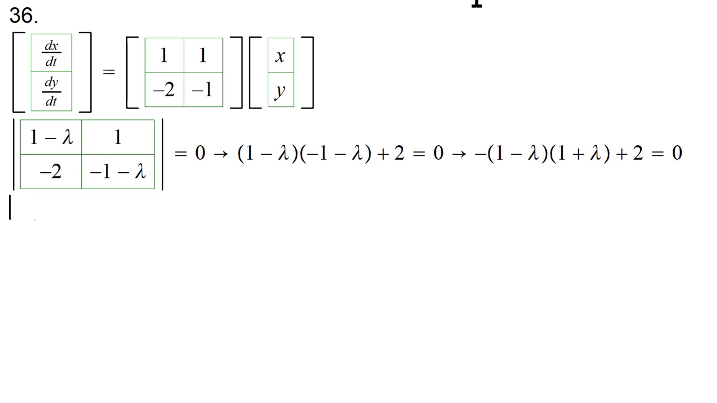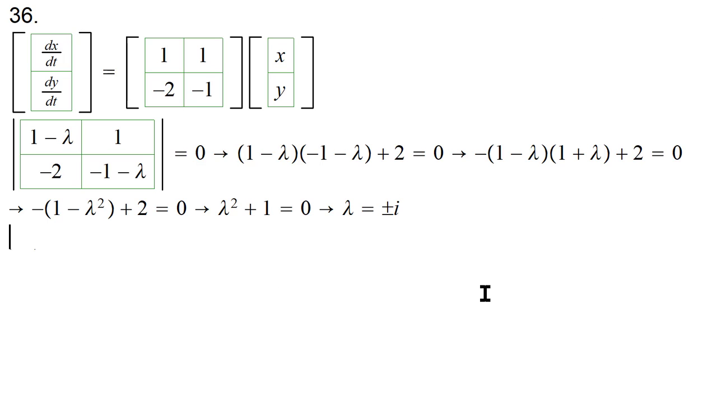And that is going to give us -1 minus lambda square, okay, plus 2 equals 0, which actually results in, when we distribute this negative sign, lambda square and 2 minus 1 is plus 1, equal to 0, resulting in lambda equals plus or minus i, that is the square root of -1, as the two eigenvalues, right?